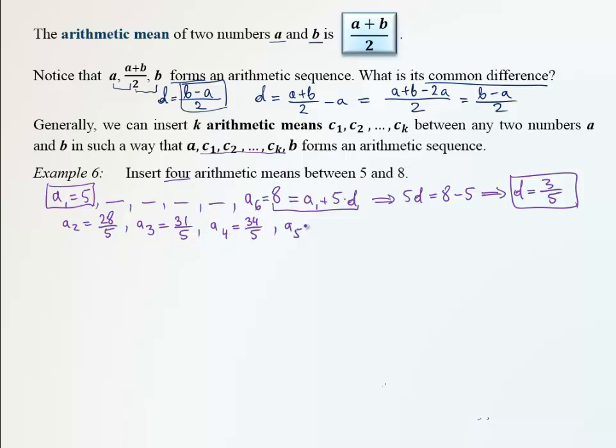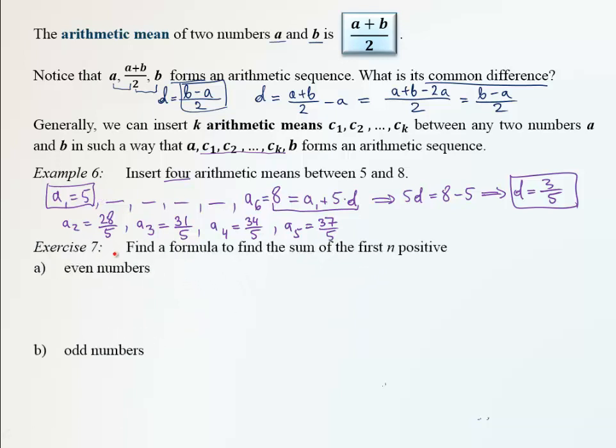And a5, 34 plus 3 is 37/5. We have all 4 arithmetic means inserted between 5 and 8. The following exercise is quite interesting.